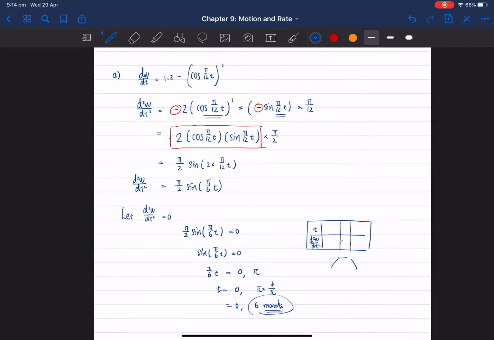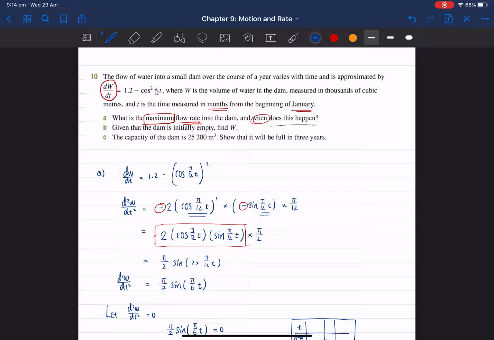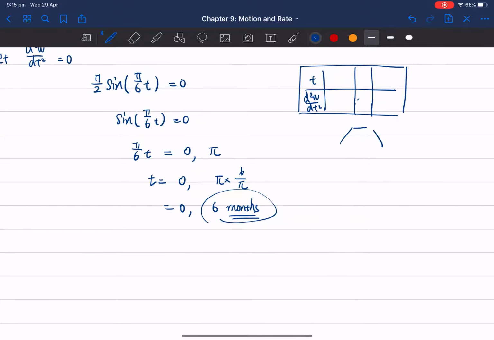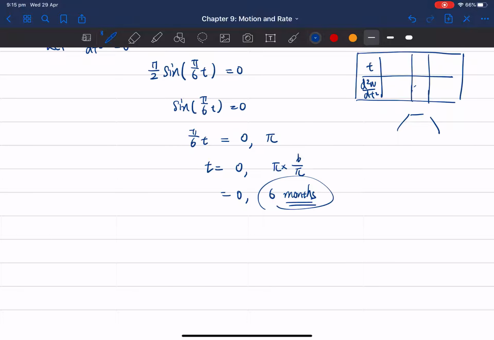But let's have a look at the question. The question says, when does this happen? t equal to 6, and what's t? t is measured in months. So when t equals 6, from the beginning of January, that means the flow rate is maximum at the beginning of July. So you can't just answer, oh, when t equal to 6, that's the answer. You have to go back to the question. The maximum flow rate happens at the beginning of July, or the flow rate is maximum at the beginning of July, so after 6 months later.